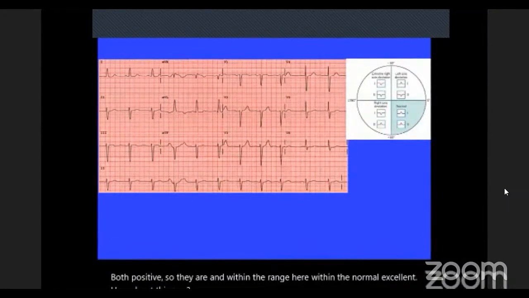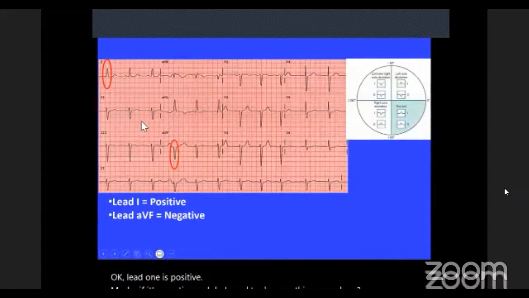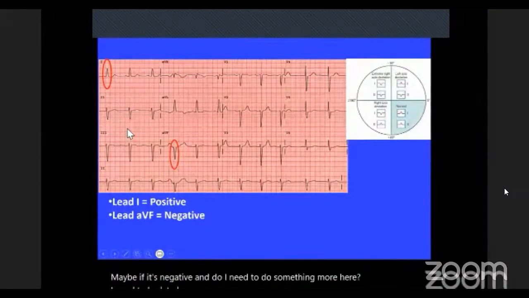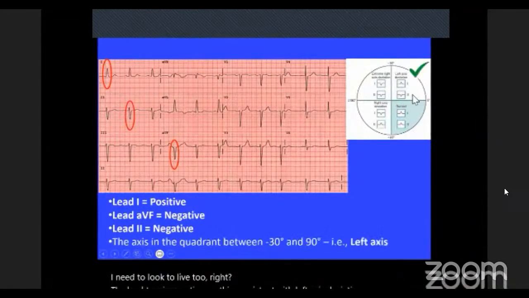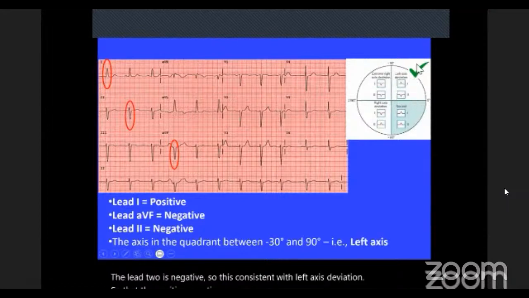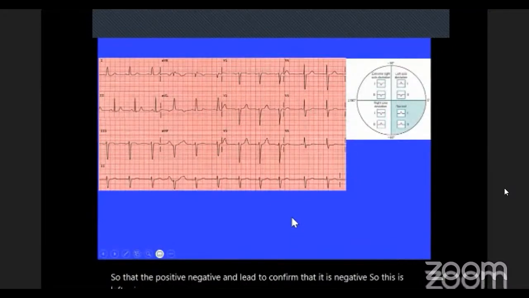This is left axis deviation. Lead 1 is positive, AVF is negative. And do I need to do something more here? I need to look at lead 2, right? Lead 2 is negative, so this is consistent with left axis deviation. So positive, negative, and lead 2 confirms that it is negative, so this is left axis deviation. How about this one?